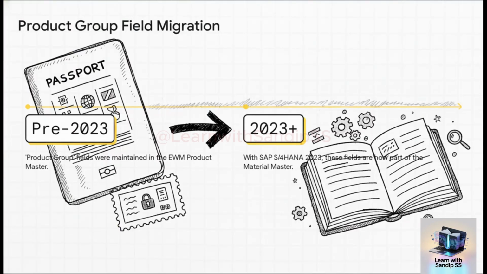Before the S4HANA 2023 release, fields like Product Group were managed right inside the EWM Product Master that was part of the local visa. But from 2023 on, SAP moved them. These fields now live in the central material master. They've literally been written into the passport. And the big win here is data consistency. This crucial info is now managed in one central place, making sure every warehouse is playing by the same rules.